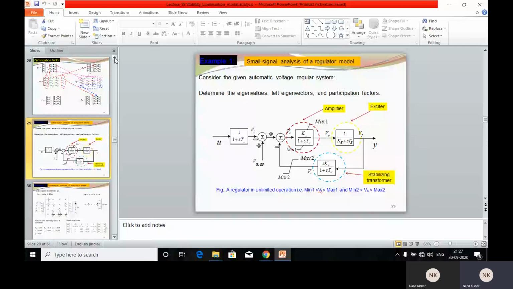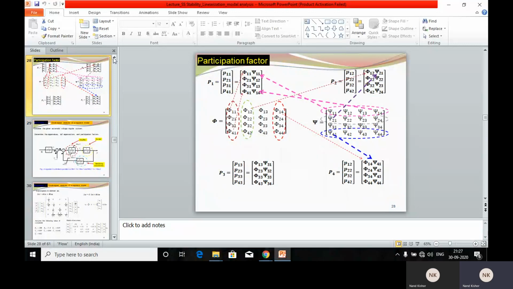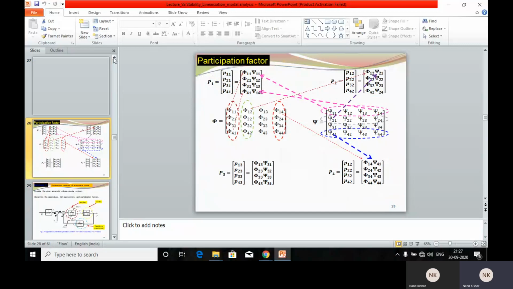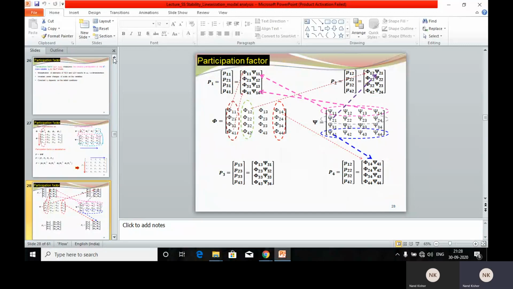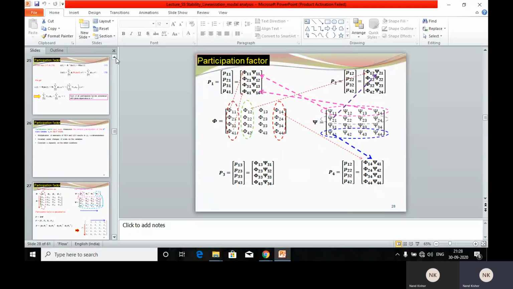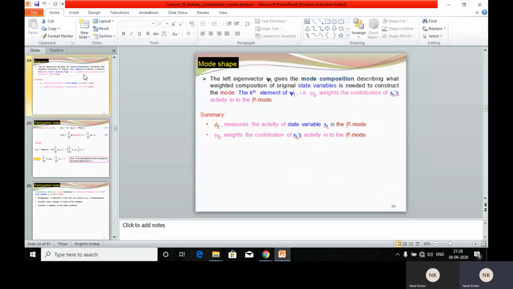Small signal stability analysis. In the first part, we have discussed small signal analysis in terms of how we analyze it, and then we moved on to discuss the use of modal analysis. In the previous slide, if we recall, we had discussed the determination of left eigenvector and right eigenvector.